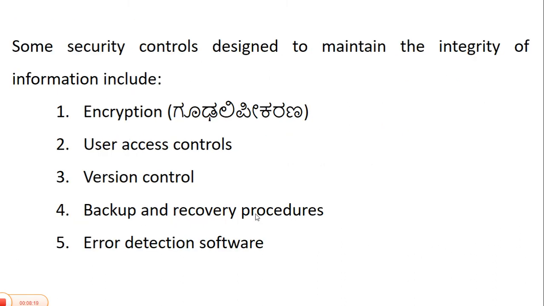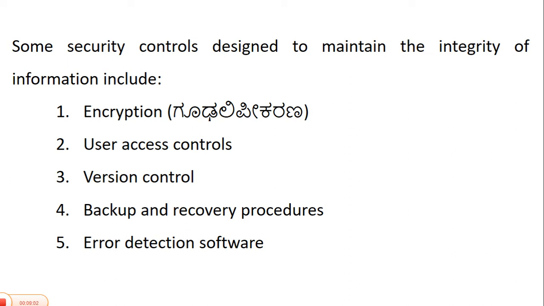Next, we have some more points on integrity. Some security controls designed to maintain the integrity of the information include: first, encryption. You already know what encryption means. Second, user access control. Third, version control, which decides which version we want to allow access to and which we don't. And backup and recovery procedures: we take backups and ensure recovery procedures.